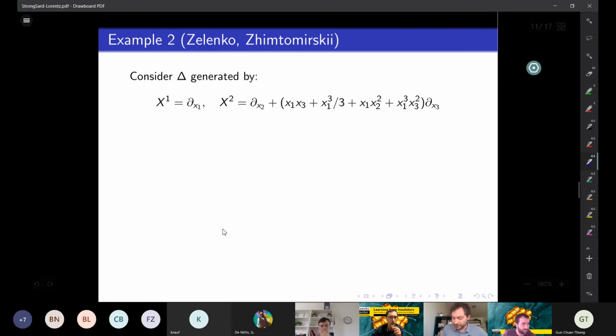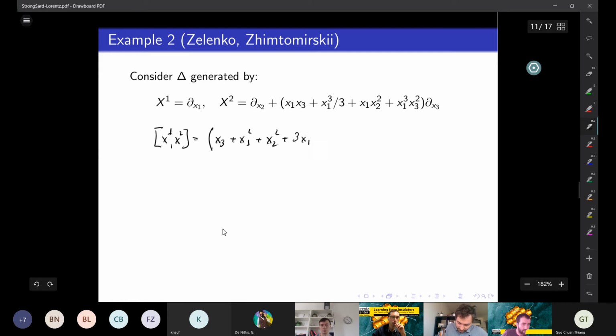A more substantial example here is from Zelenko and Zimtorsky. They were studying this kind of phenomenon, and they came up with an interesting example where if we compute the Lie bracket of x1, x2, we obtain x3 plus x1 squared plus x2 squared plus 3 x1 squared x3 squared. In this case, if we look just at the x3 part, the Martinet surface is going to be generated by this term equals 0. This is going to be the Martinet surface.